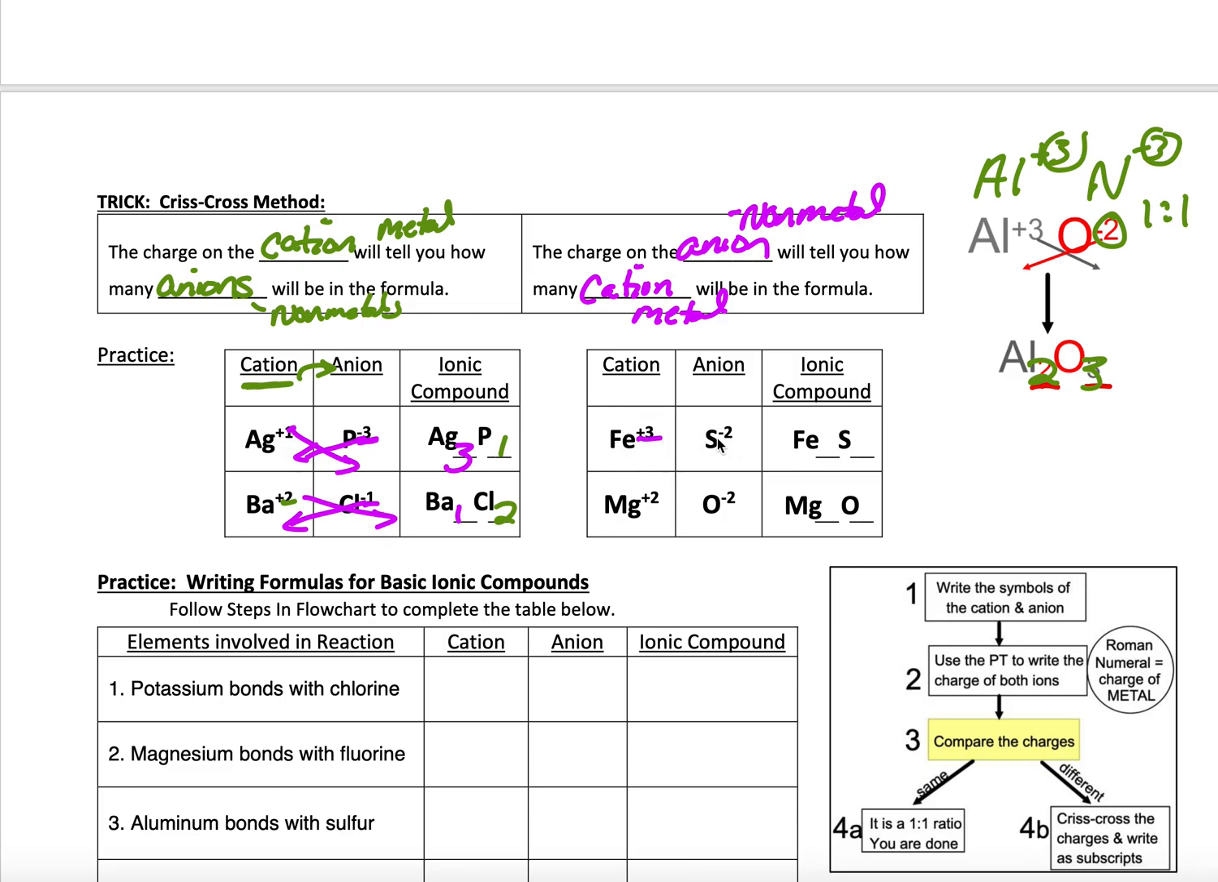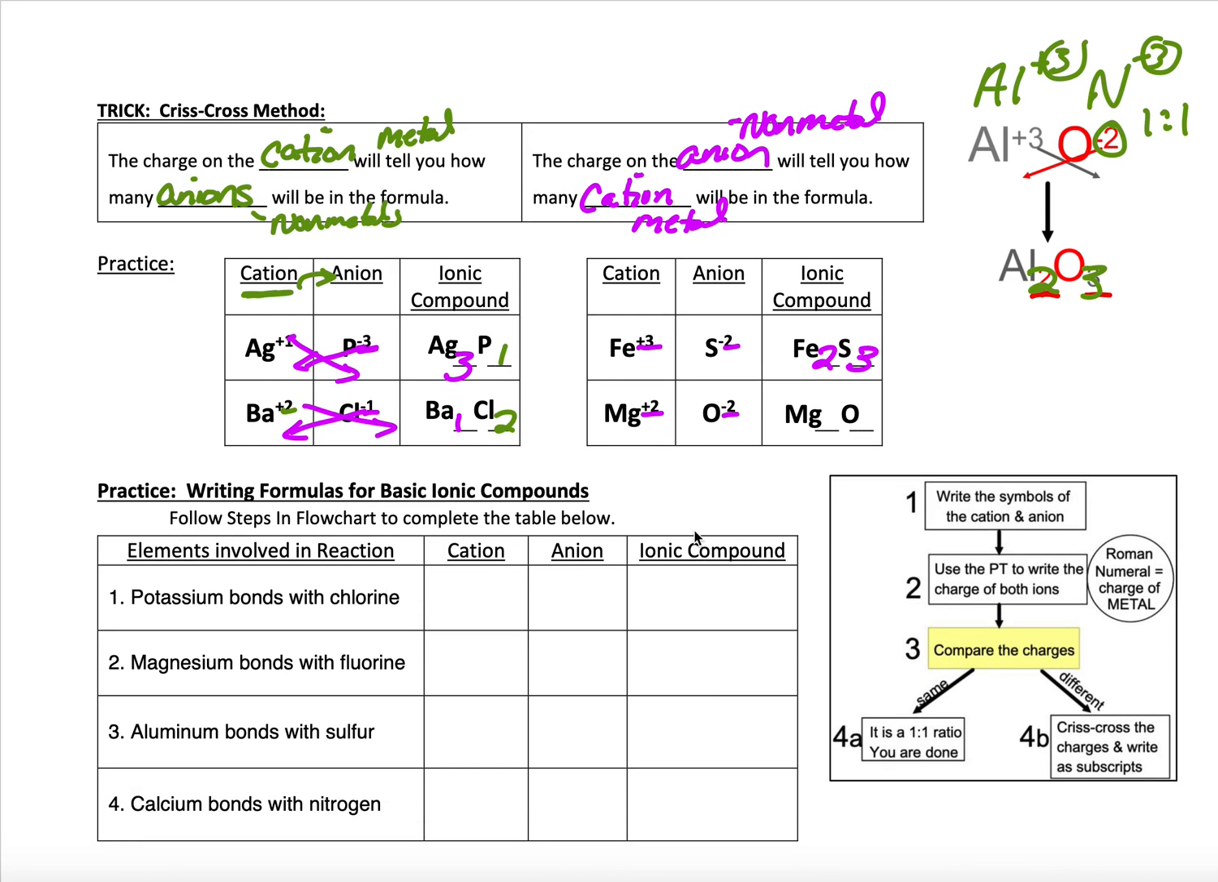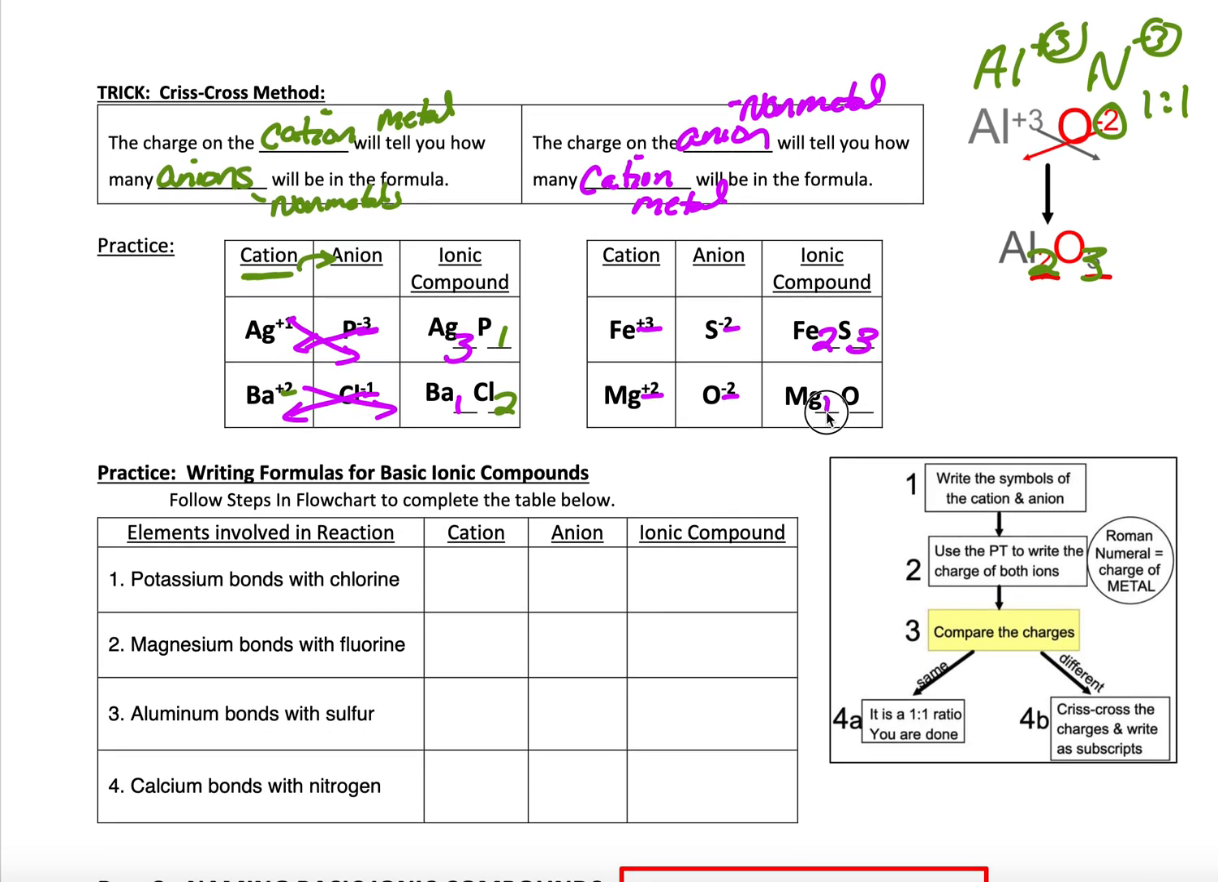I know iron's a 3, sulfur's a -2, so I crisscross them. That 3 goes after the sulfur, the 2 goes after the iron. Magnesium and oxygen, +2, -2, that's the same ratio, so it's 1-to-1. And again, we don't have to write anything, we would just write MgO.